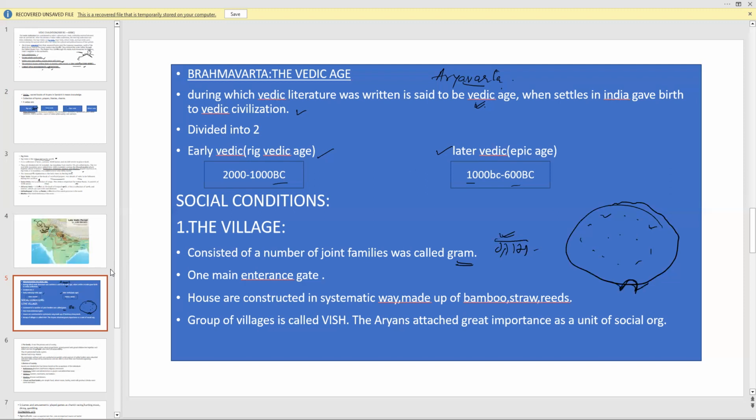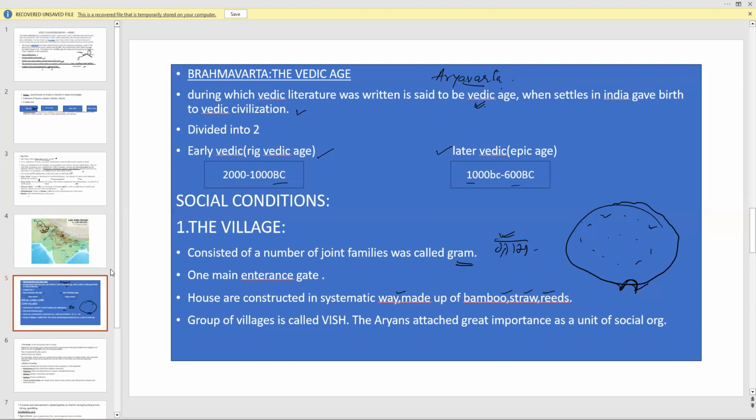It is not that everyone has their own separate house, but it is like someone has built a village in a big plot, with many houses, and they have a single entrance. So houses are constructed in a very systematic way and they were made up of bamboo, straw, reeds. Like in the oldest village areas, we still have these types of houses.